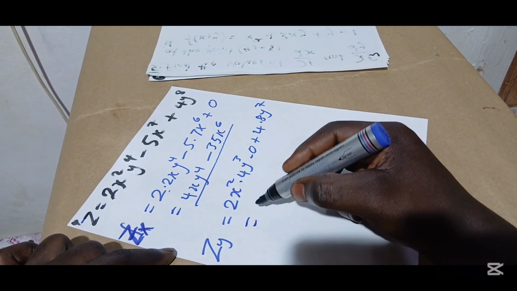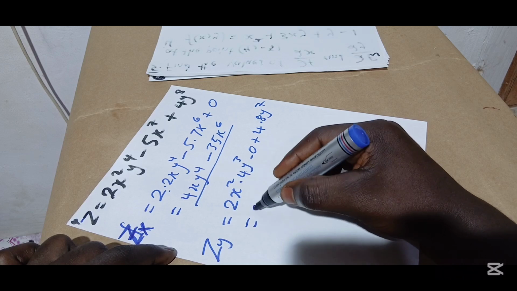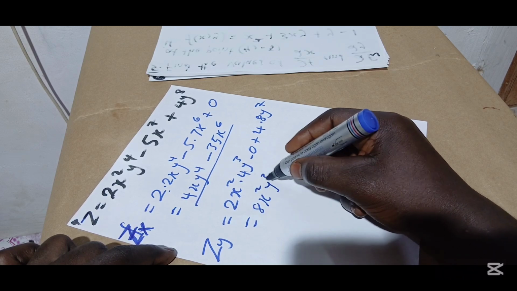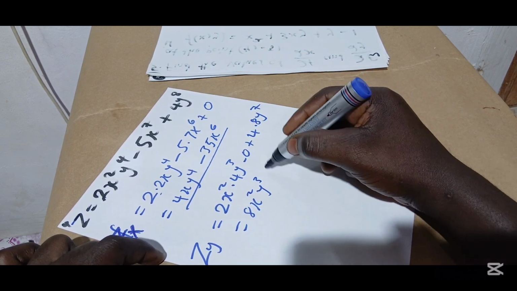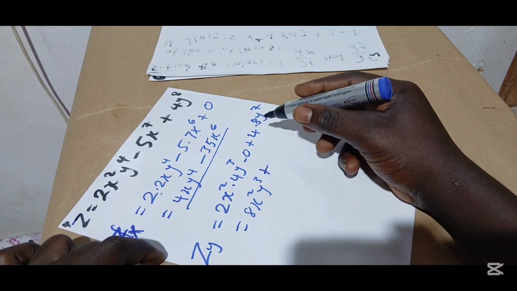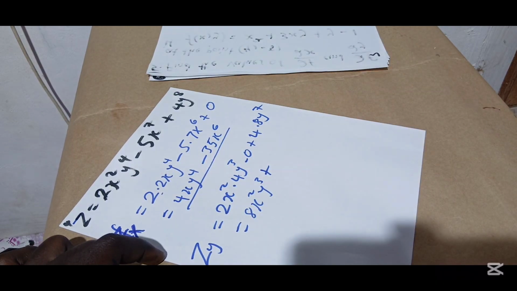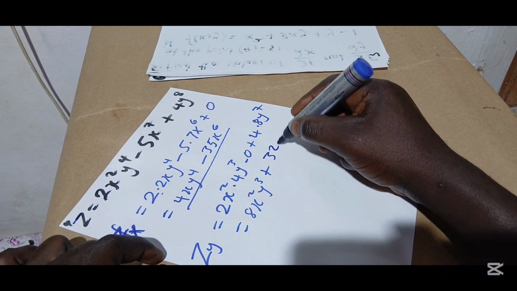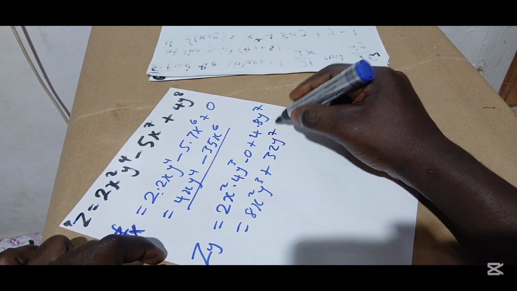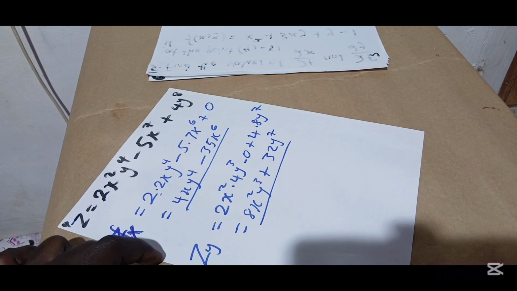Let's simplify this further. We're going to get 2 by 4, which is 8x squared y cubed, and then this 0, so plus 4 by 8 gives us what? That is 32 y to the power 7. So that's it for this problem.